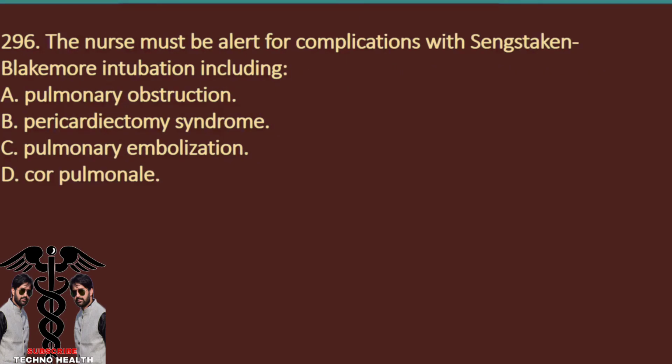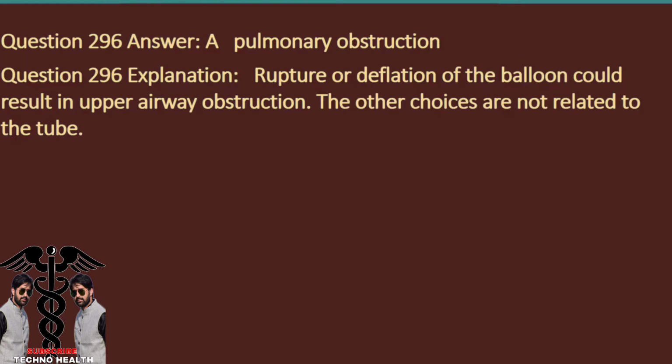Question 296. The nurse must be alert for complications with Sengstaken-Blakemore intubation, including A. Pulmonary obstruction. B. Pericardiectomy syndrome. C. Pulmonary embolization. D. Cor pulmonale. Answer: A. Pulmonary obstruction. Explanation: rupture or deflation of the balloon could result in upper airway obstruction. The other choices are not related to the tube.